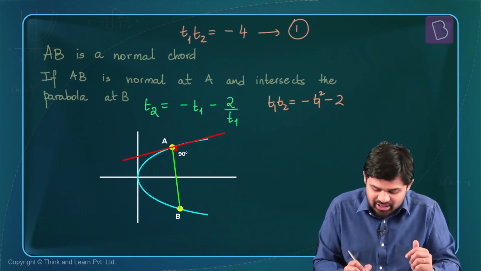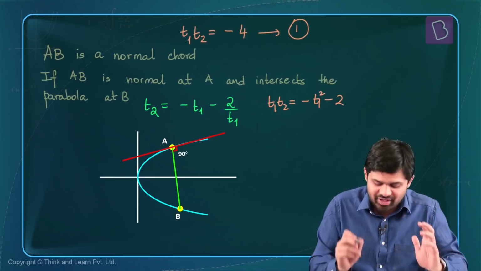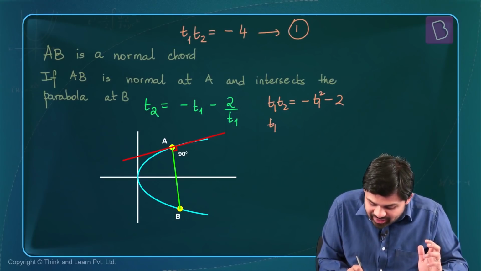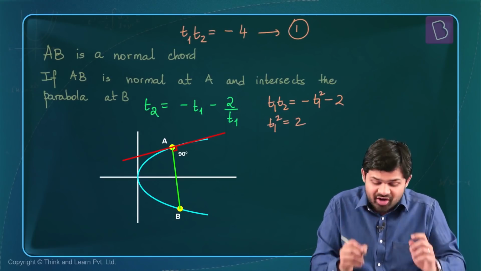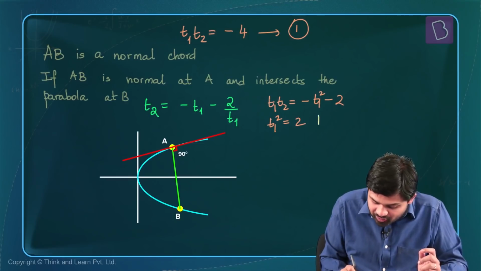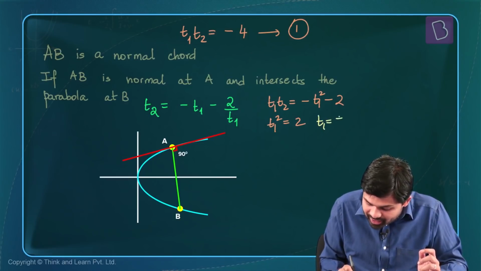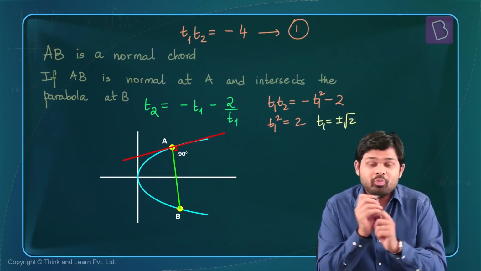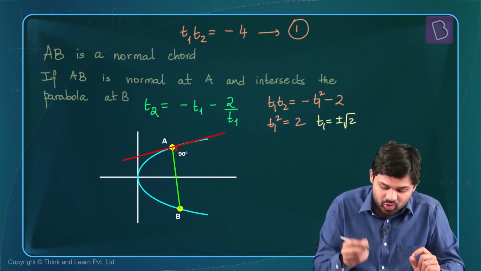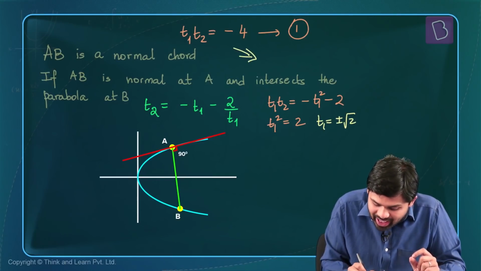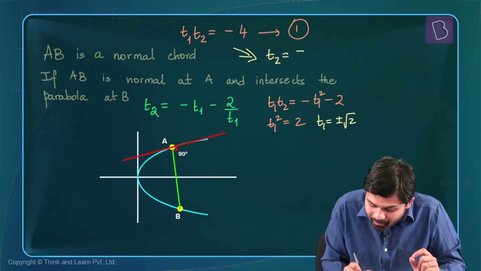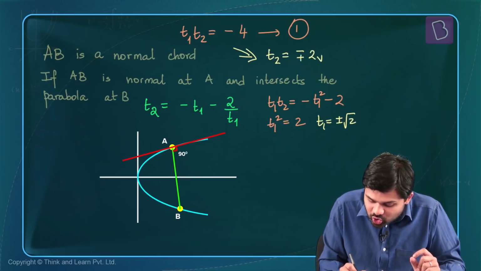And t1, t2 is -4. So I have a minus everywhere. So I will actually get t1 square to be equal to 2, from which I get the value of t1 to be equal to plus or minus square root of 2. If t1 is plus or minus square root of 2, from this equation I get t2 to be equal to minus or plus 2 root 2.